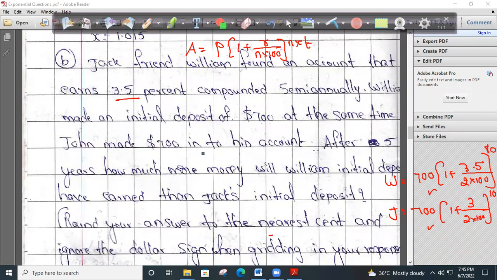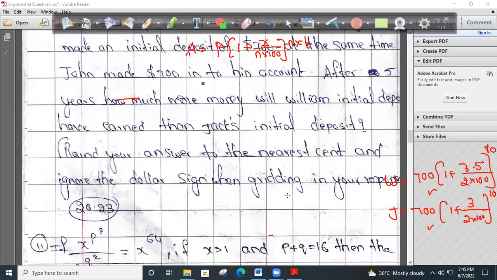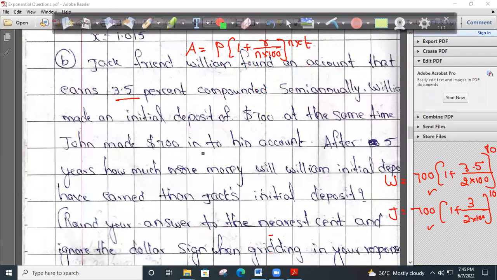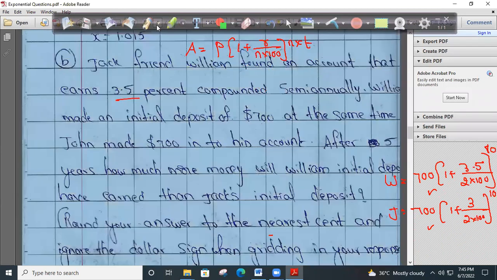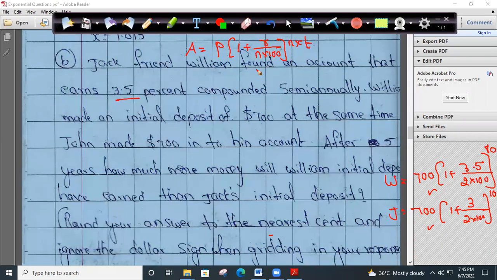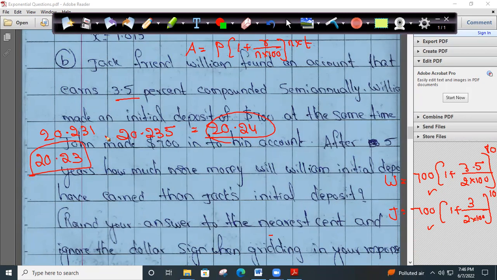Different students are giving different answers. You just need to use your calculators. So you get the answer as 20.231 or something such. 20.231 or 235, something such. So if I round up to the nearest cent, it becomes 20.24. If I round down to the nearest cent, it becomes 20.23. Okay, so whatever it is, let me explain to you.